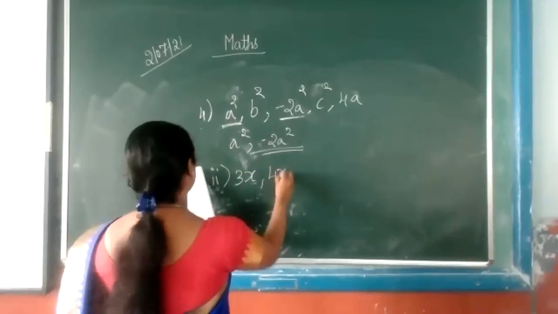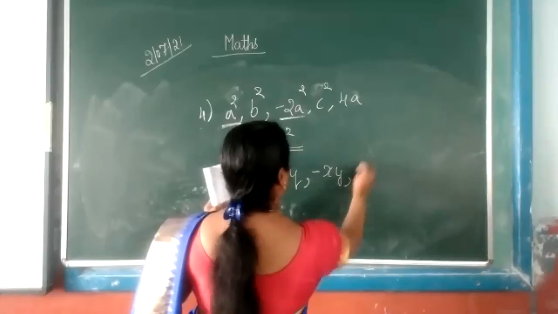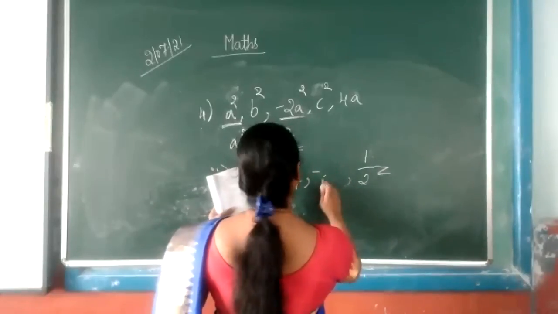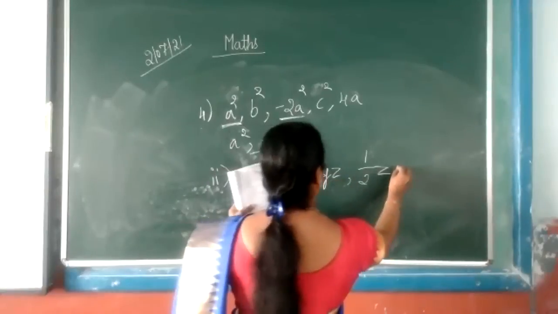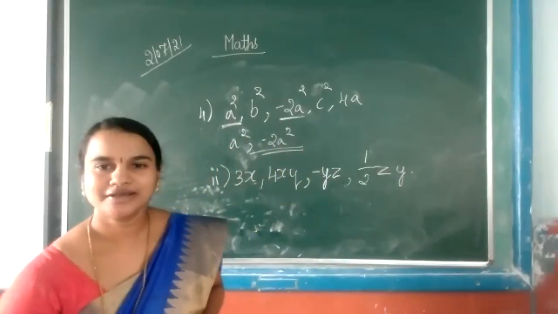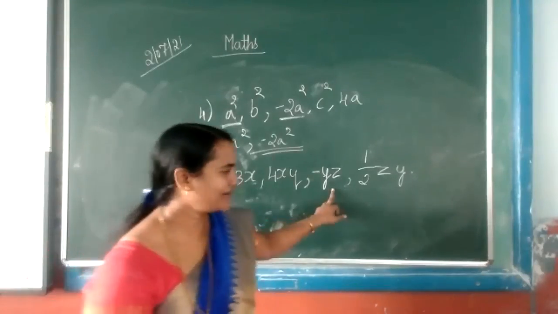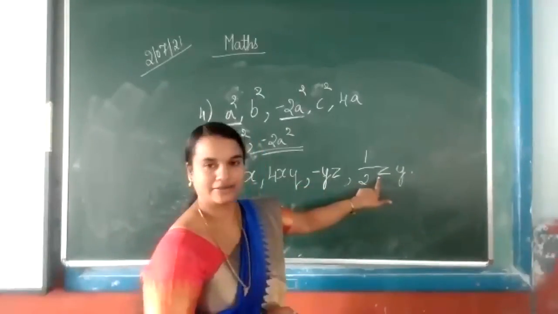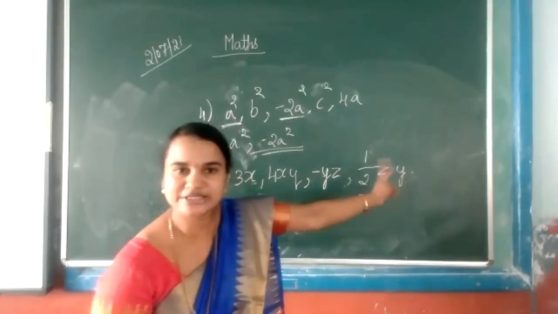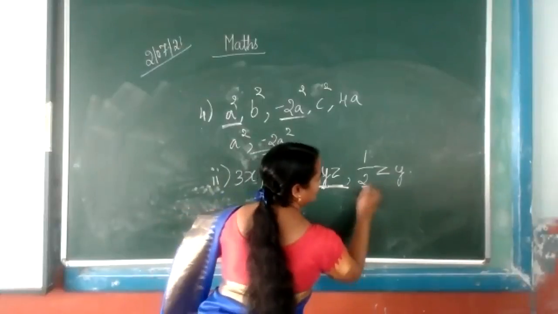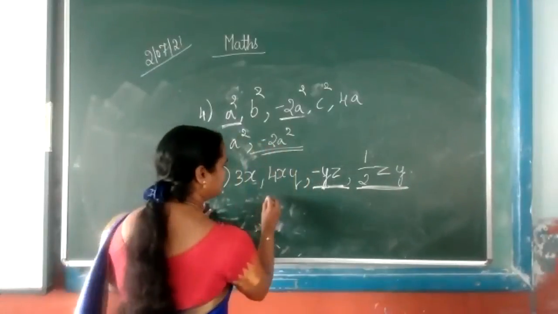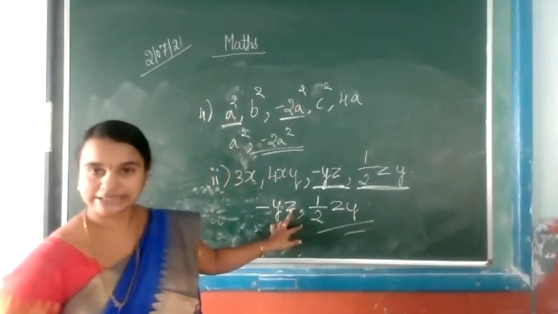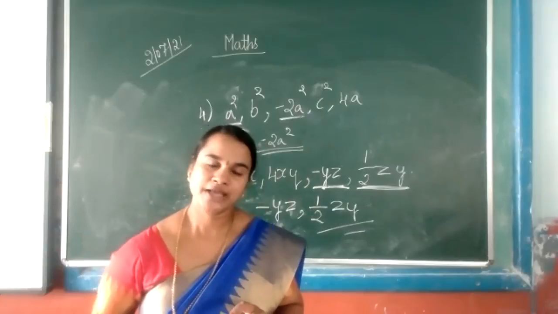3x, 4xy, minus xy, 1/2 z, 4xy, sorry, this is y. The values are the same, that's why these both are like terms.